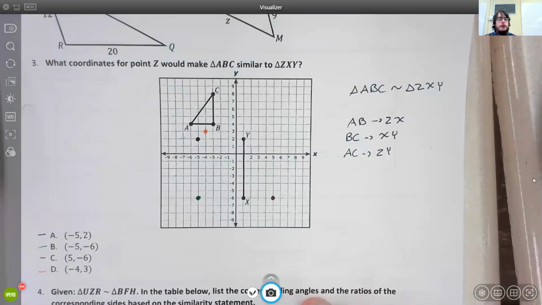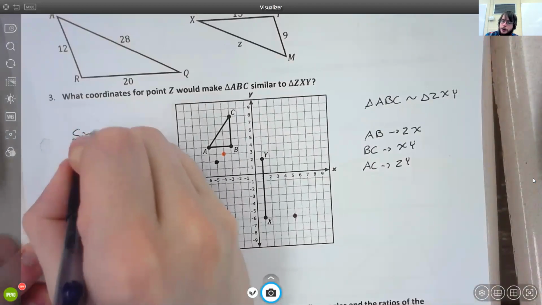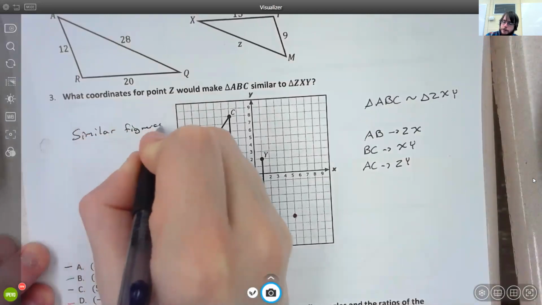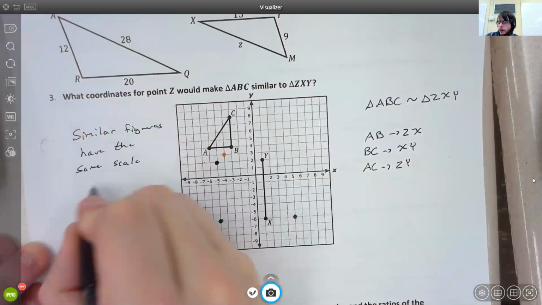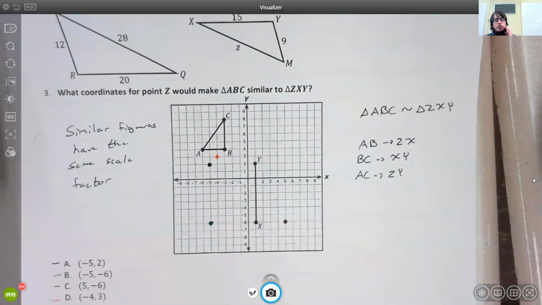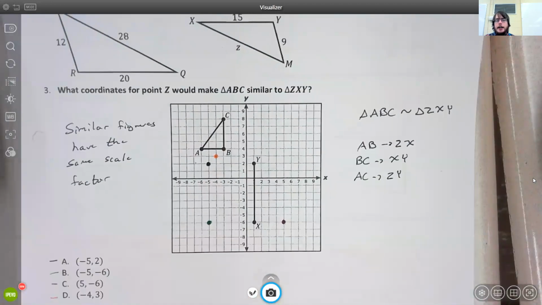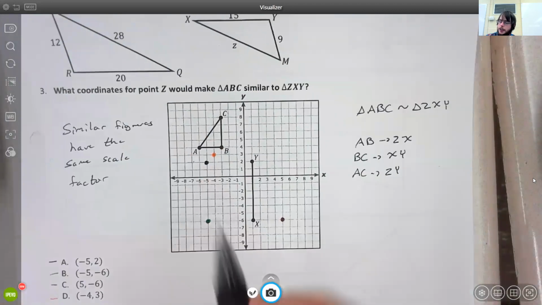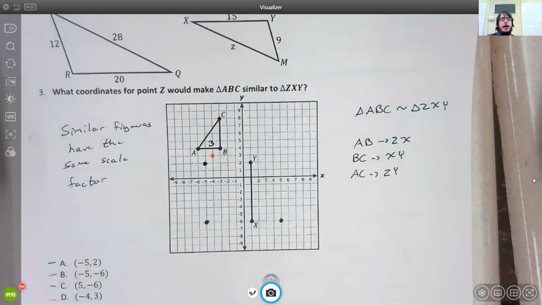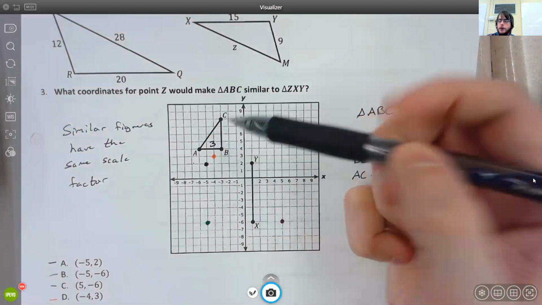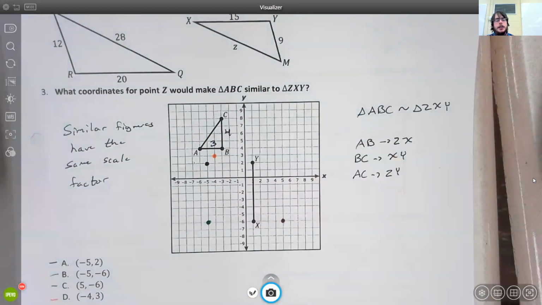Now, similar figures have the same ratio or the same scale factor. So that means if I have one side to be 5 and the scale factor is 3, I multiply the 5 by 3 to get my new side. So let's look at this. We've got AB. What is the length of AB? Well, AB is 1, 2, 3 units. And CB is 1, 2, 3, 4. And honestly, that's all we need for this since that's a right triangle.